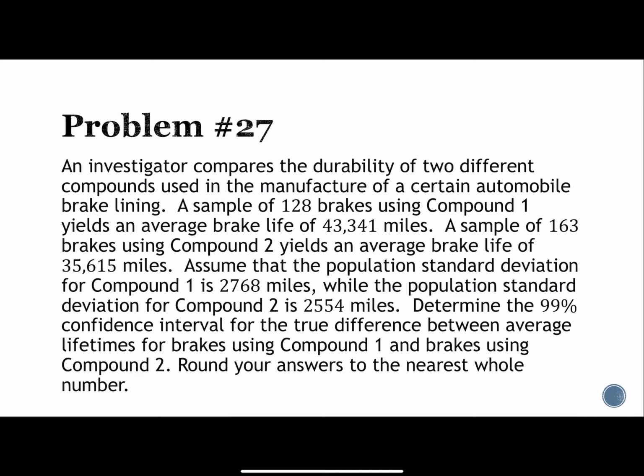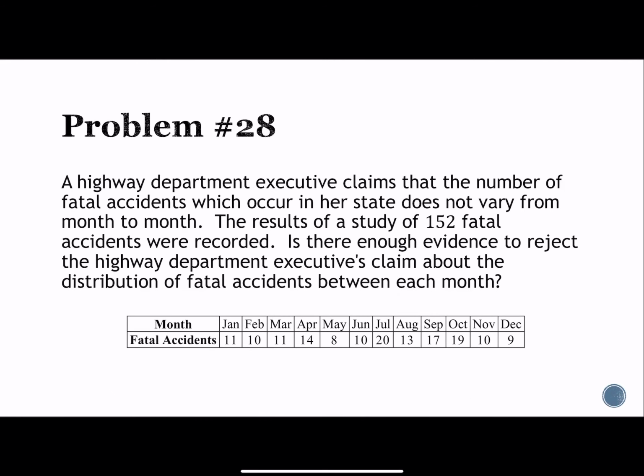Okay, this one's a bit long. Let's see, we've got a sample of 128 brakes using compound 1 with a specific average and a specific sample for compound 2. Just skimming through here, it says determine the 99% confidence interval for the true difference between the average lifetimes of brakes for compound 1 and compound 2. This, ladies and gentlemen, clearly is a confidence interval, and because we've got two different compounds, two different sample means here, this is section 9.1, confidence interval with two means. And we've got a process for that.